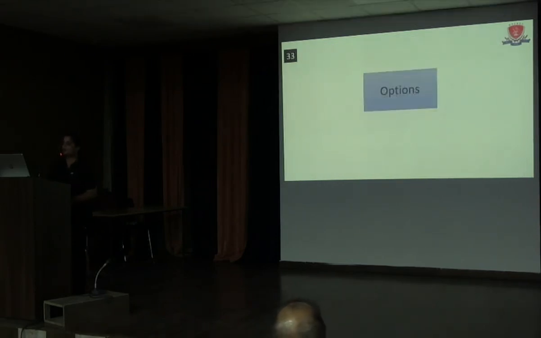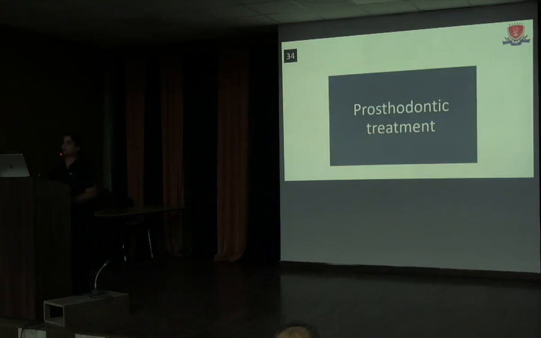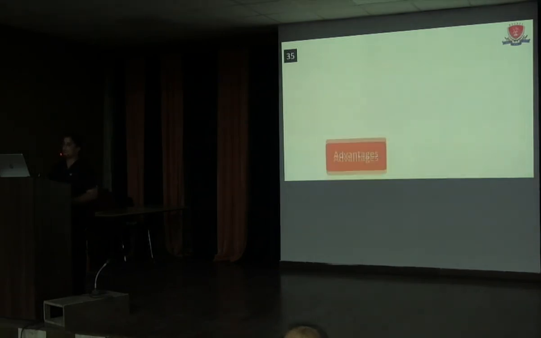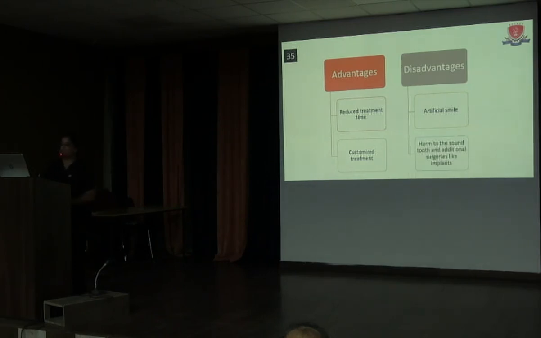Now, we have two options to replace the missing permanent canines. Firstly, the orthodontic treatment. The second one is prosthodontic treatment. Now let's see the advantages and disadvantages of both the treatment options. Prosthodontic treatment advantages: it reduces the treatment time and has customized treatment. The disadvantage is it offers an artificial smile and causes harm to the sound tooth and needs additional surgeries like implants.